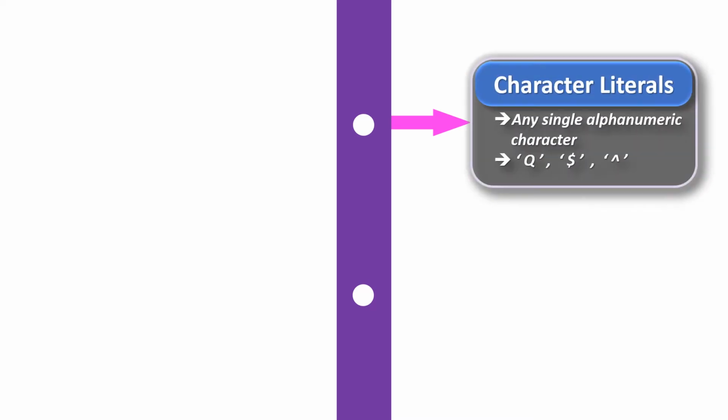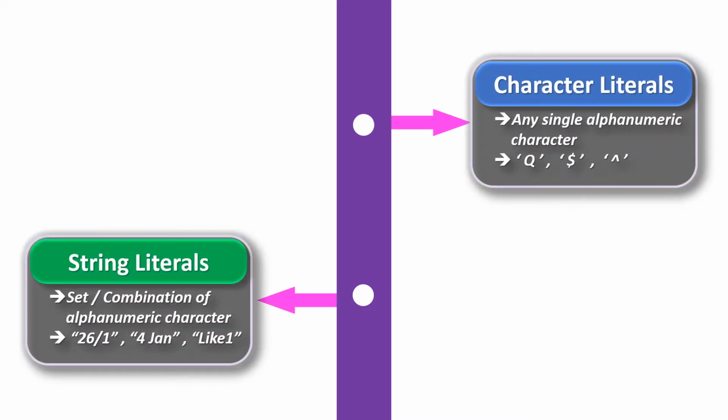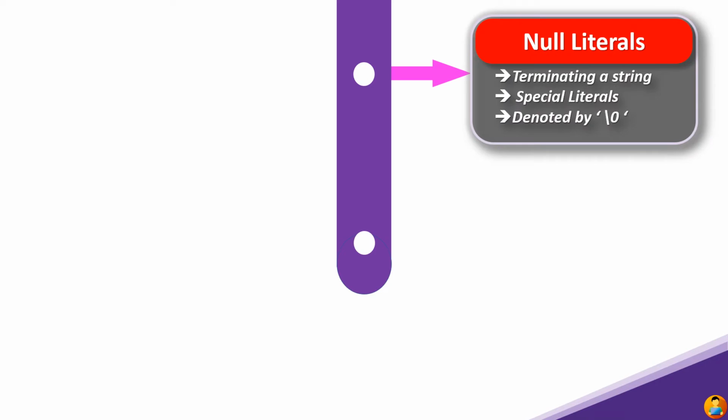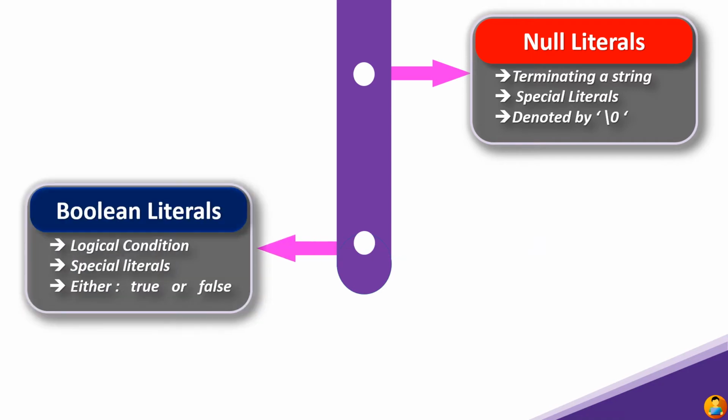Character literal, for storing a single alphanumeric character. String literal, for storing single or multiple alphanumeric characters. Null literal, a specially defined Java constant. It is used to terminate a string. Boolean literal is also a specially defined constant in Java. It is used to impart logic, that is either true or false.